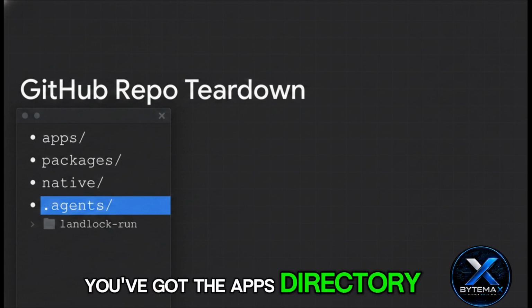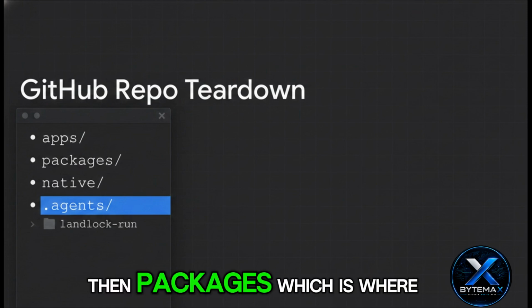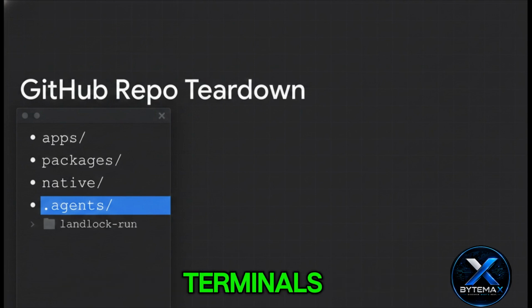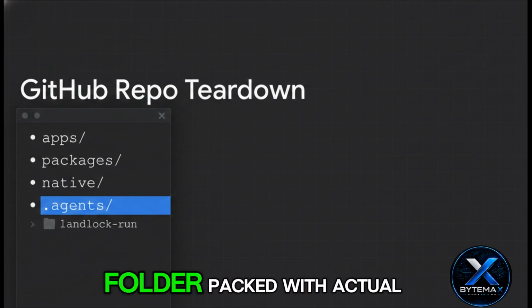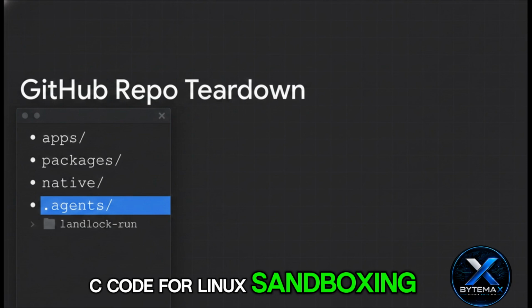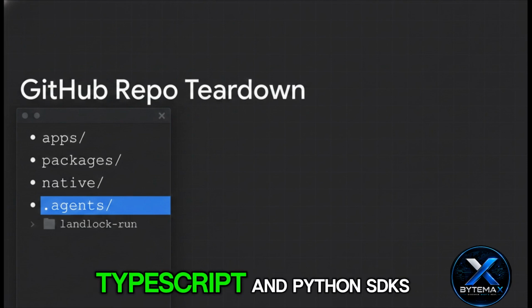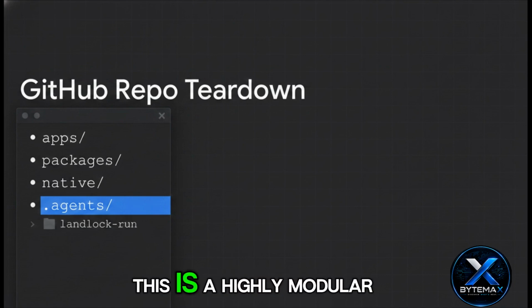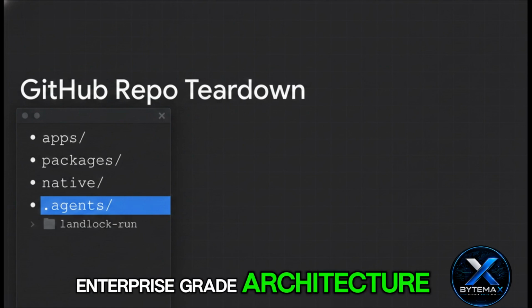First, you've got the apps directory for your entry points. Then packages, which is where the magic lives. We're talking modularized file systems, terminals, web scraping. There's a native folder packed with actual C code for Linux sandboxing, plus they throw in fully baked TypeScript and Python SDKs. Like I said, this isn't a monolithic script. This is a highly modular, enterprise-grade architecture.